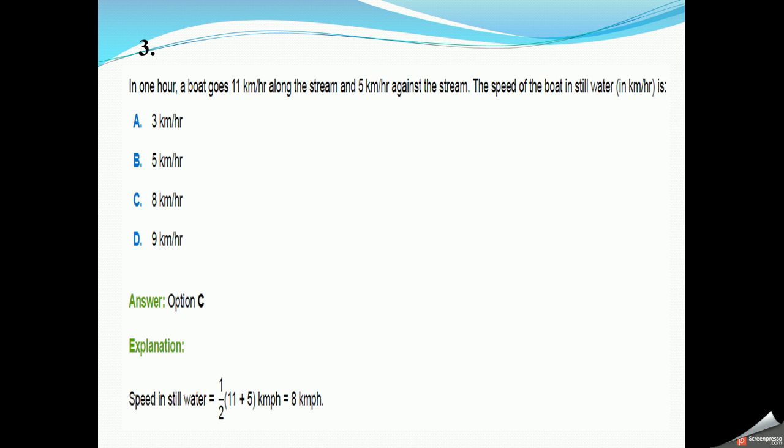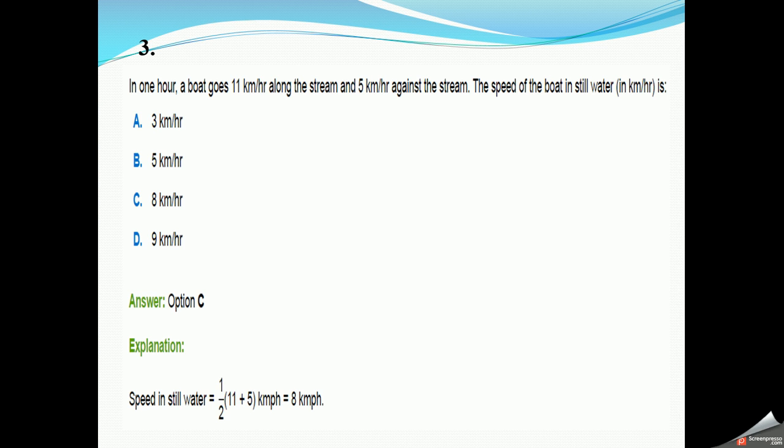Next problem: in 1 hour a boat goes 11 km along a stream and 5 km against the stream. What is the speed of the boat in still water? Simply, in this problem we have to calculate the speed of the boat in still water. Let's consider the given data. The boat goes 11 km along the stream and 5 km against the stream.